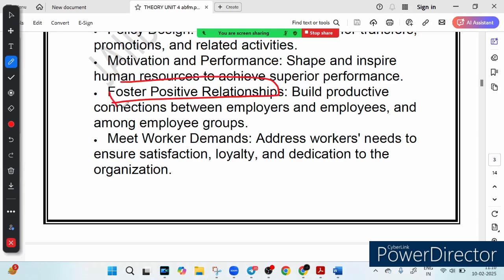Then we have fostering positive relationships, meaning build positive relationships. A strong relationship between employer and employee as well as between colleagues creates a healthy work environment. Then we have meeting workers' demands.